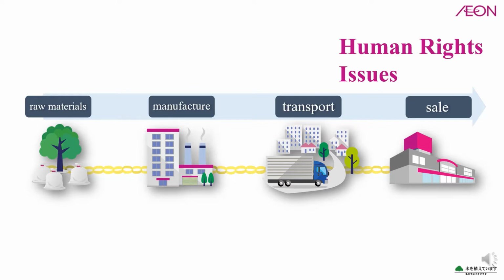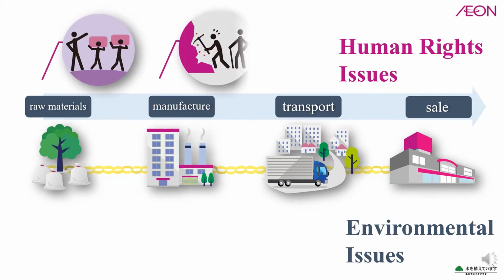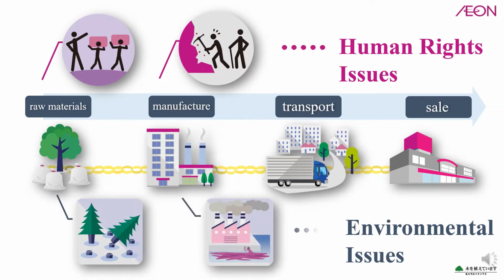Social issues can be broadly divided into two categories: environmental issues and human rights issues. An example of a human rights issue is child labor, which still occurs in many developing countries. Examples of environmental issues include illegal deforestation to secure farmland for plantation agriculture, and drainage of wastewater from dyeing factories that does not meet regulatory standards into rivers.